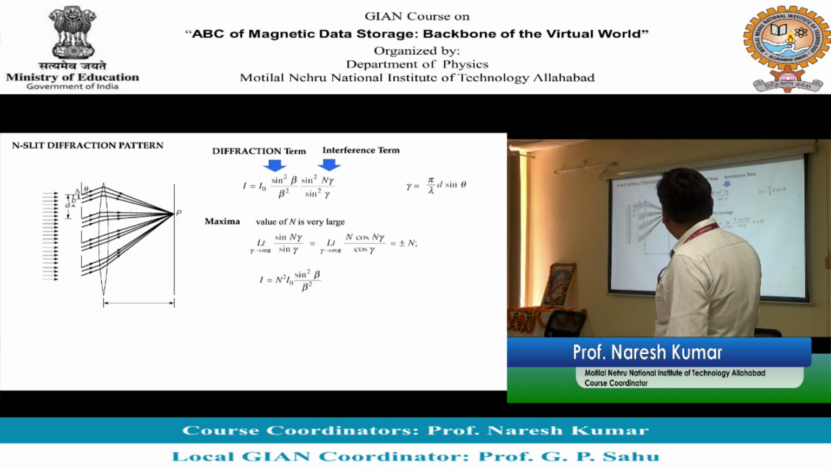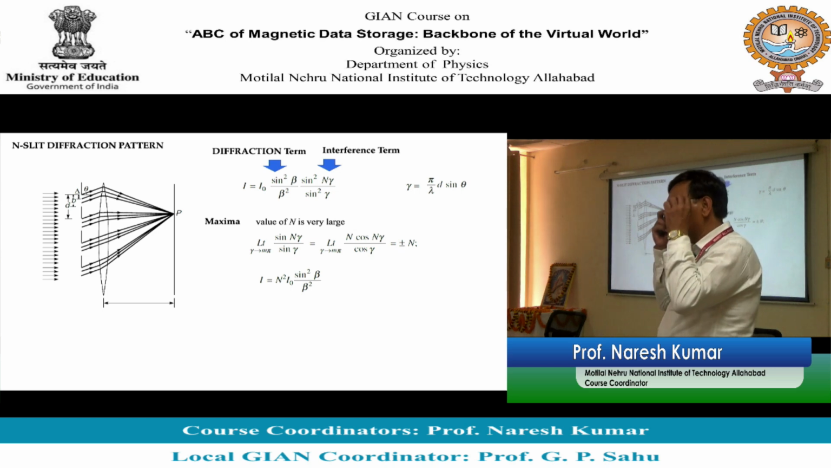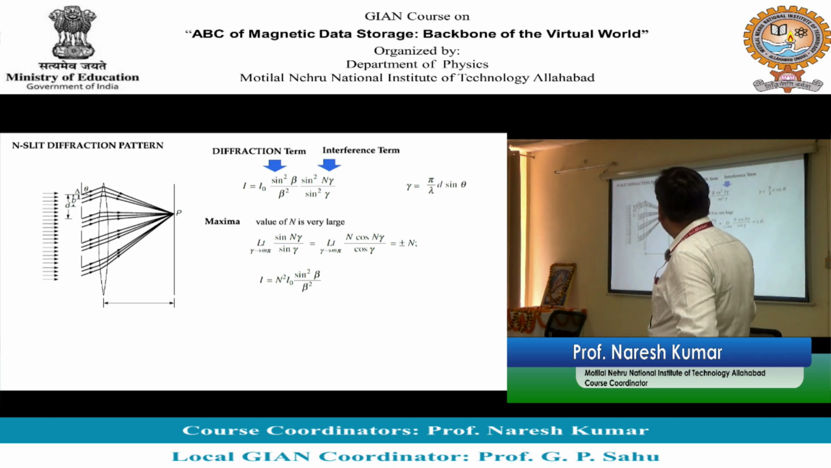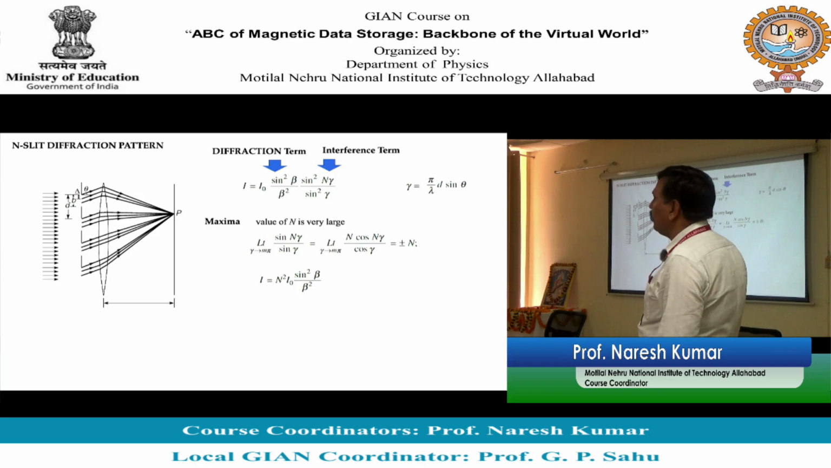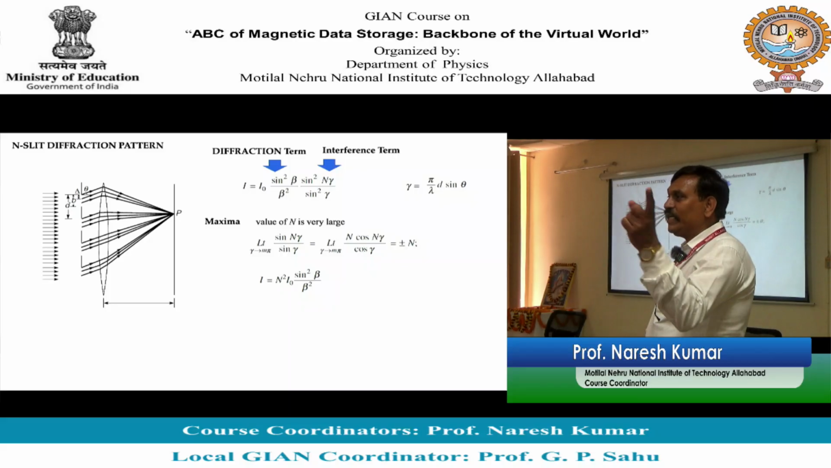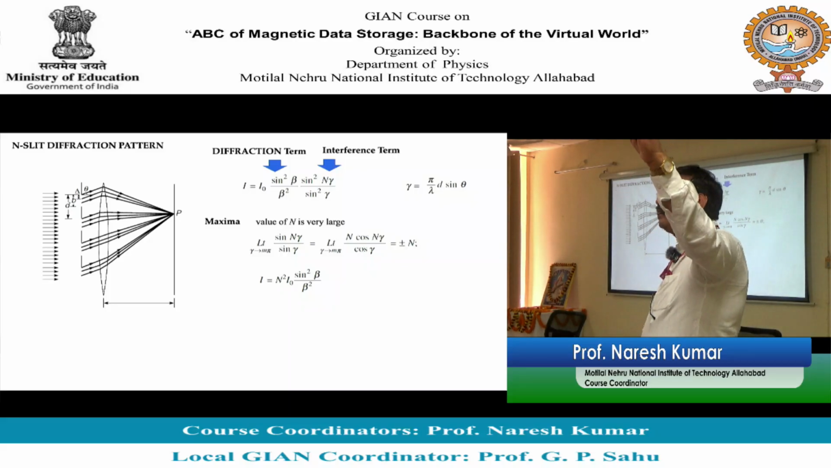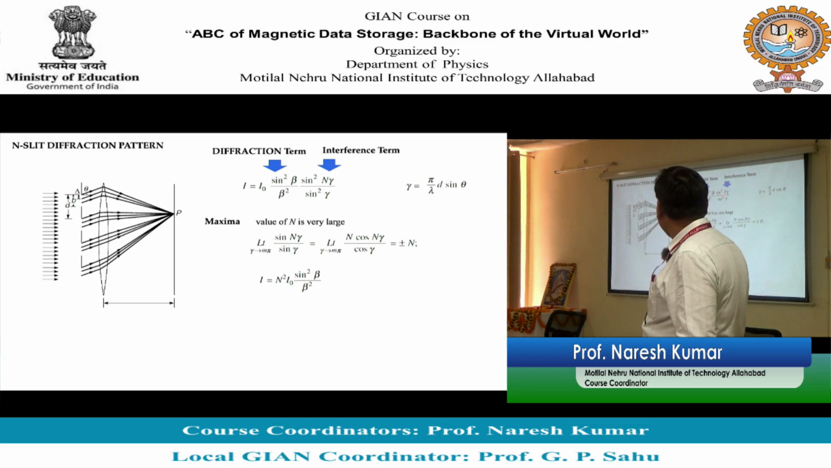Here, my first term, sin square beta by beta square, I am calling this the diffraction term, or D term. The second term is sin square n alpha, or n gamma, by sin square gamma. The book keeps writing sometimes alpha, sometimes gamma. This is my interference term. Please remember, this beta is related to slit width, and this gamma is related to slit separation, center of this slit to center of this slit. So beta is related to single slit width, or to diffraction. Gamma is related to slit separation. It has something to do with the interference.